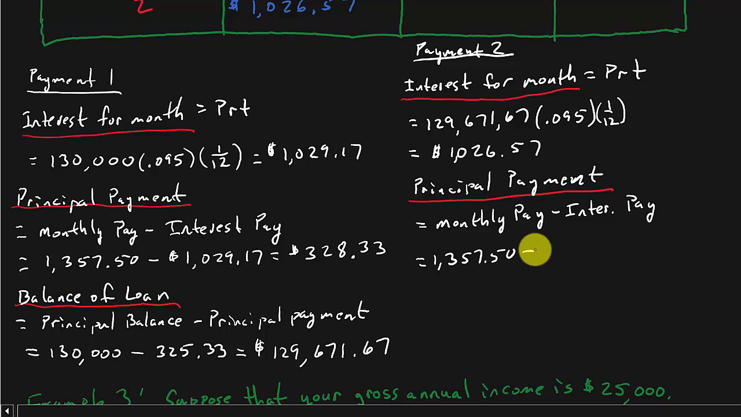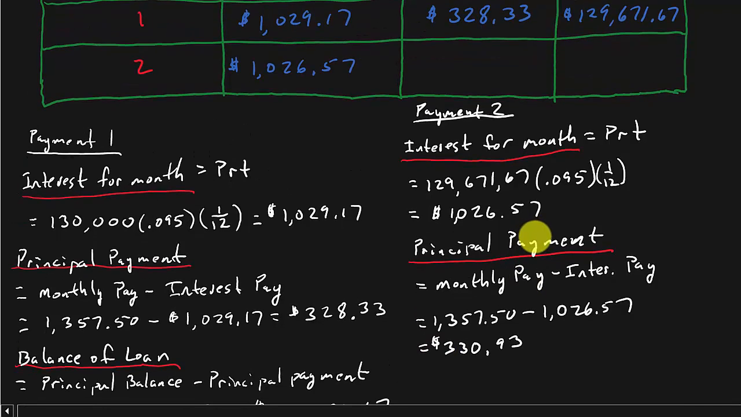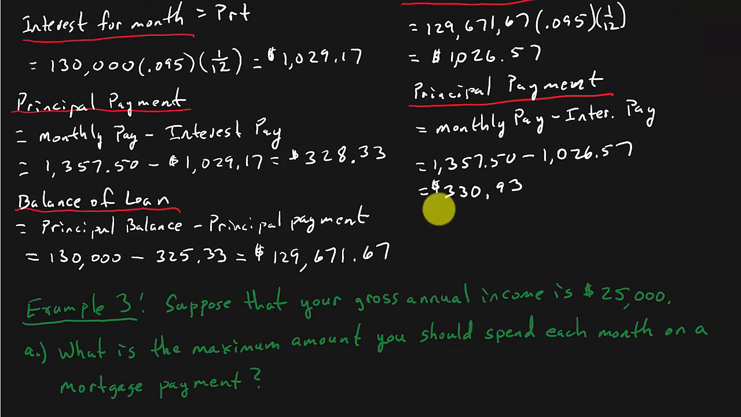Minus the interest payment. Well, in this case, here's the interest payment, the $1,026.57, which is equal to $330.93. All right. So that's the principal payment. So let's put that in there. That's $330.93.